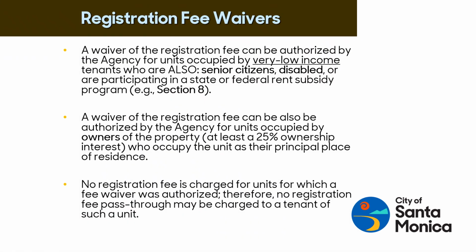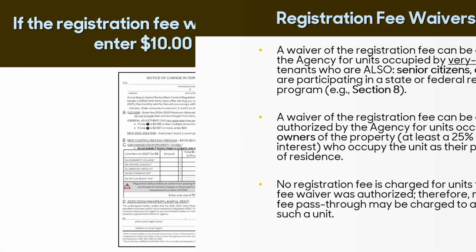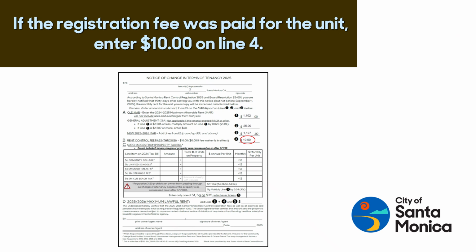An owner will not have to pay registration fees if a waiver has been approved for a unit. These types of waivers are for low-income senior and disabled tenants and Section 8 tenants. There is also a waiver for owners if they are living on the property and own at least 25%. Once the application is approved, the owner is not paying the registration fee on that unit and should not be passing through the fees to those tenants. If there is no waiver of the registration fees, enter $10 on line 4.